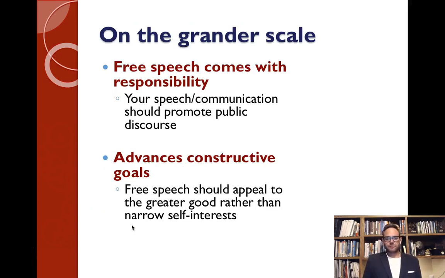On a grander scale, we do have to recognize that free speech comes with a responsibility. Your speech and communication should promote public discourse. Is it constructive? Is it adding to the larger conversation that we're having as an academic discipline, or the larger conversation associated with your topic? Does it advance constructive goals? Is it in the best interest of the audience? Is it trying to appeal to the greater good of understanding this topic, or is it purely based on manipulation or self-serving interest? We have to be mindful of what type of constructive goals are going to be stimulated by our topic and speech.